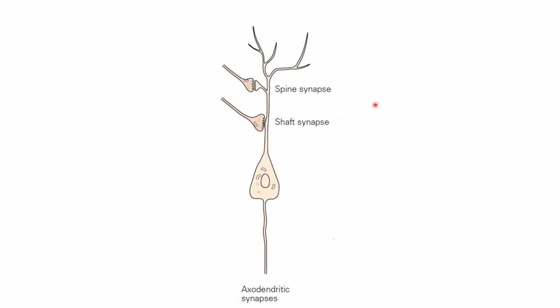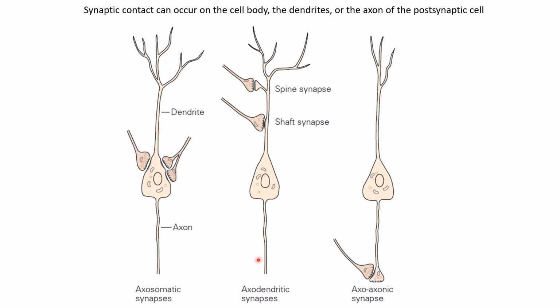So these kinds of synapses that include the axon terminal of one neuron and the dendrite of another neuron are known as axodendritic synapses, and these are the most common type in the brain. But there are synapses that are also formed on the cell body or on the axon of another neuron. So these kinds of synapses may be called axosomatic synapses and axoaxonic synapses.